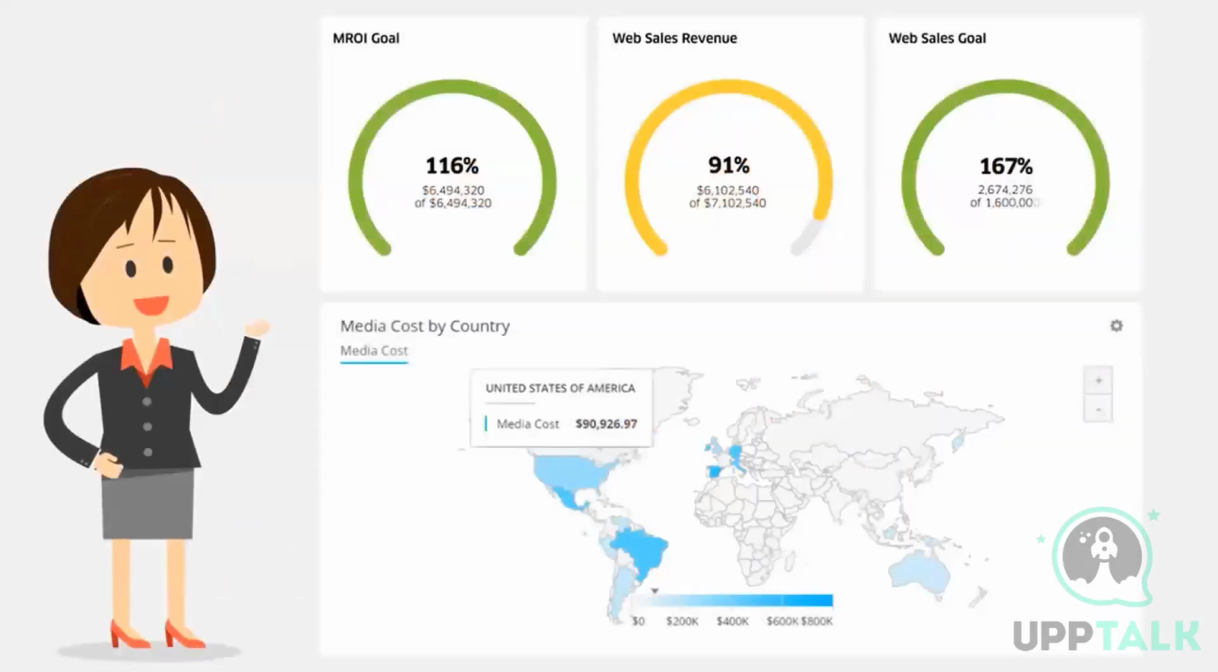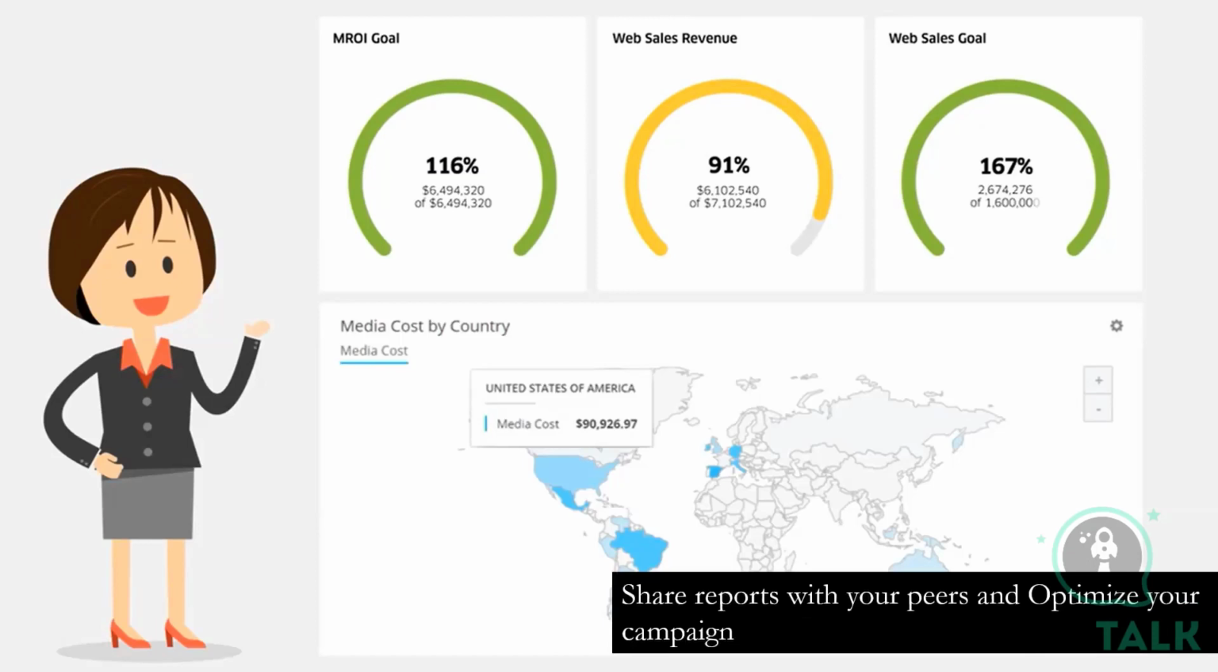Datorama has advanced visualizations. You can look at your revenue, your sales goals, your ROIs. It has widgets which give you a geographical view, showing how your media cost, or how your spend, is spread across the various countries, continents, or whatever the targeted areas are. You can have the advanced visuals in Datorama. You can share reports with your peers, and you can optimize your campaigns, right?